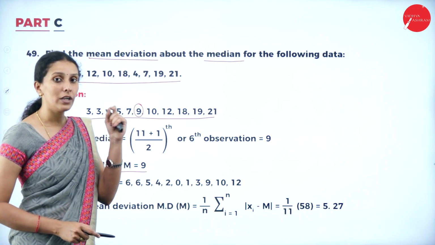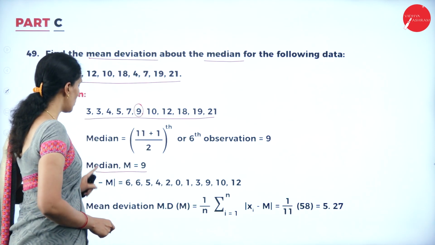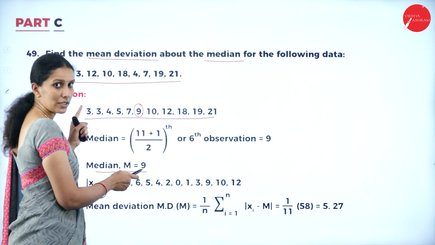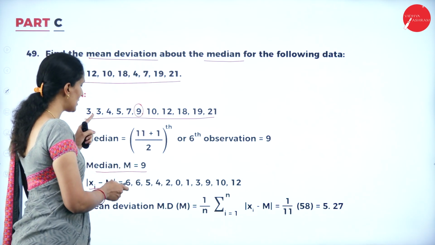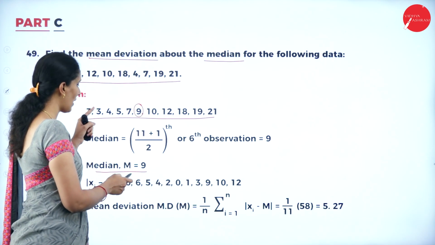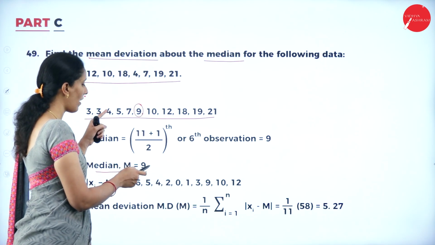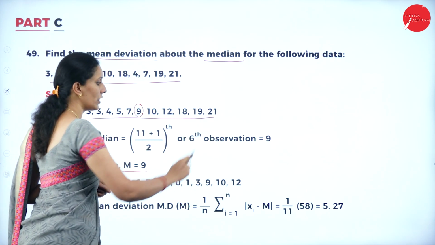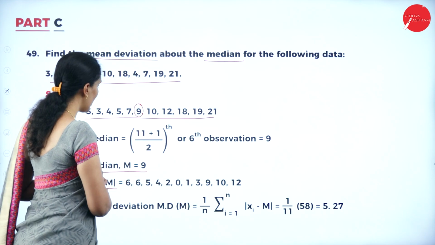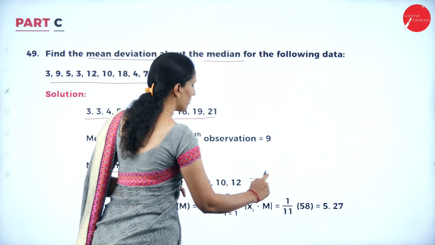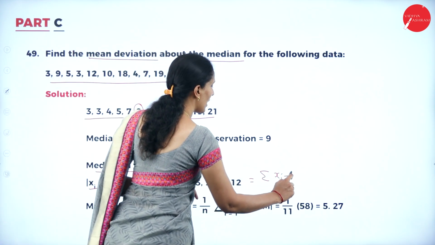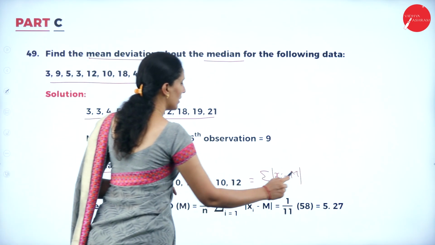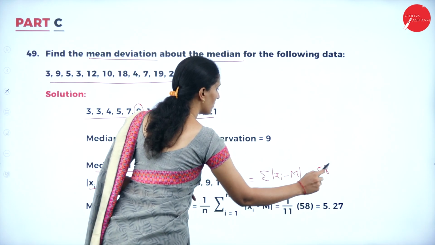Now we have to find out deviation from all the scores. So that is xi minus M. Take the score, deviate from 9, that is subtract from 9. 9 minus 3, 6. Take only the positive values. 9 minus 3, 6. 5, 4, 2, 0, 1, 3, 9, 12. Again, you have to subtract 9 from all these scores. Then after getting this, add it. Find out summation of mod xi minus M. So once you add all this, you will get it as 58.